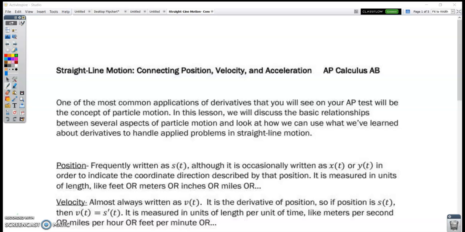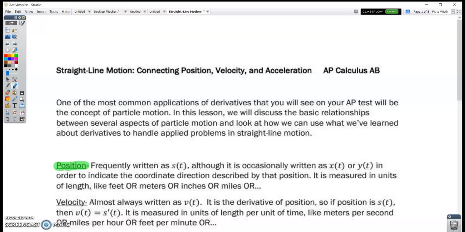What we're going to do in this lesson is look at the basic relationships between some of the aspects of particle motion and how we can use what we've learned about derivatives to handle applied problems in this context. So our first term here, position, should be something that you're relatively familiar with. What is your position? Where are you?